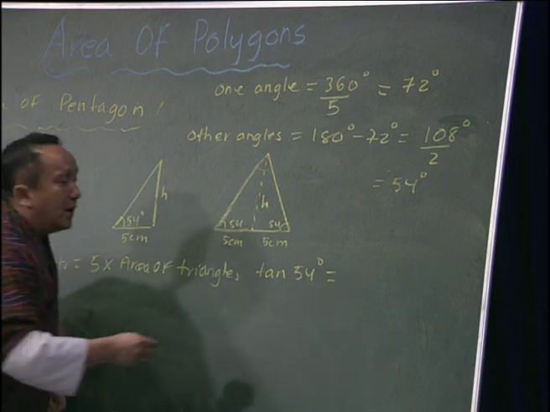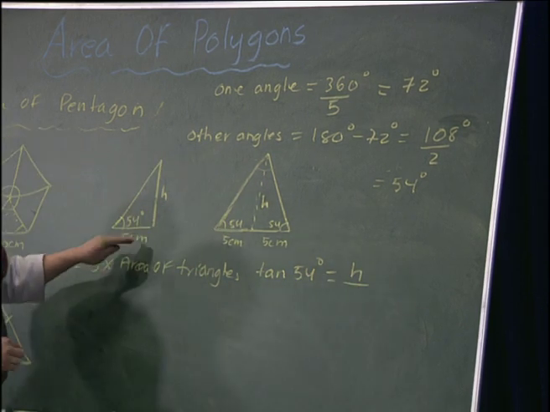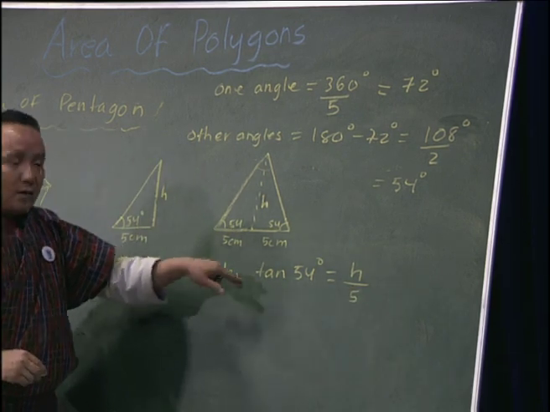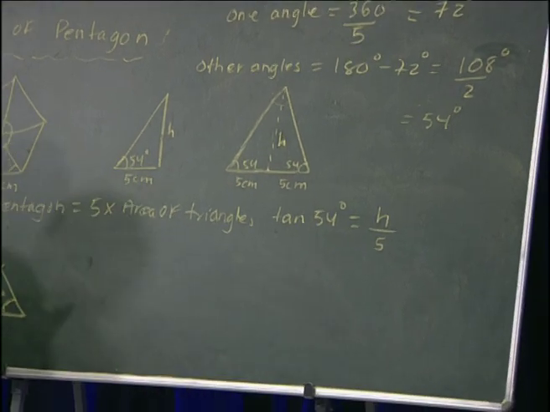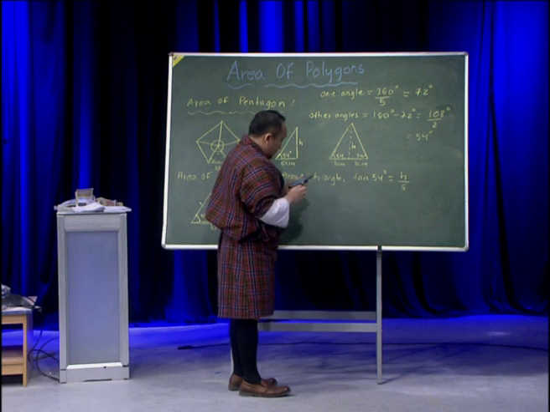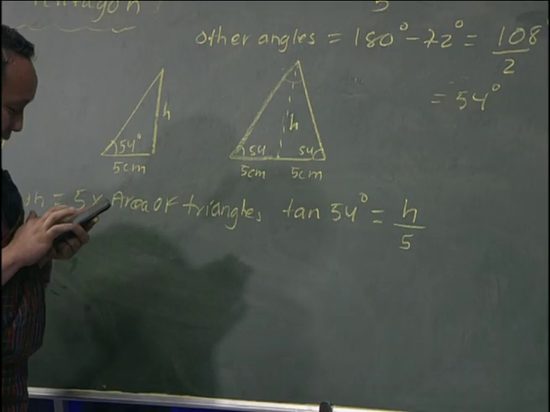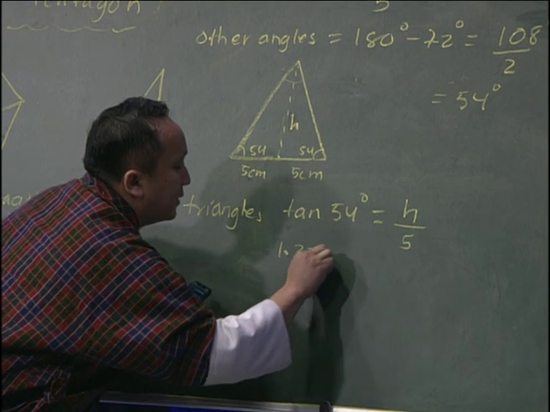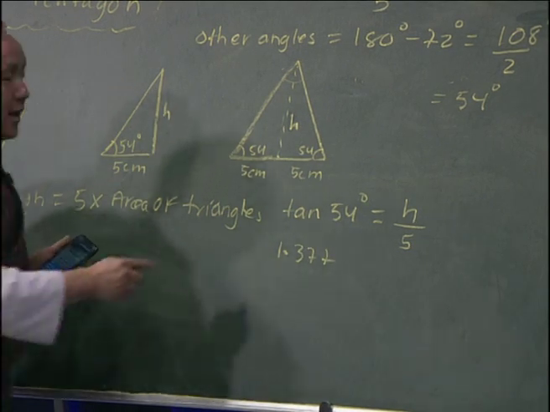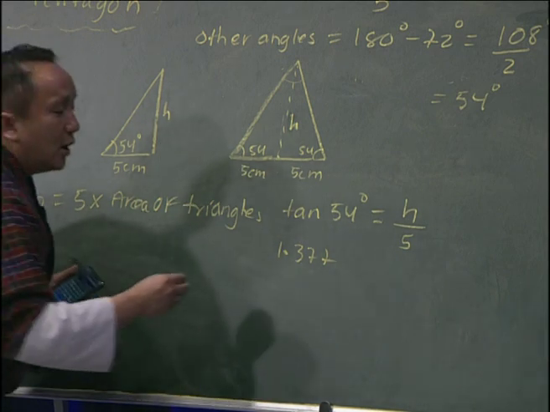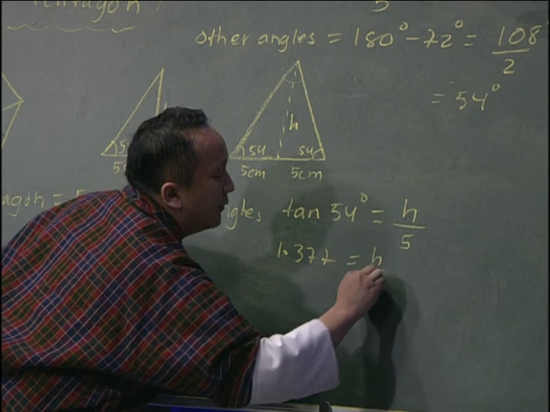What is the opposite side? It is height. And what is the adjacent side? It is 5 centimeter. Now using your calculator, find the value of tan 54. Tan 54 is approximately 1.377, which is equal to height over 5.